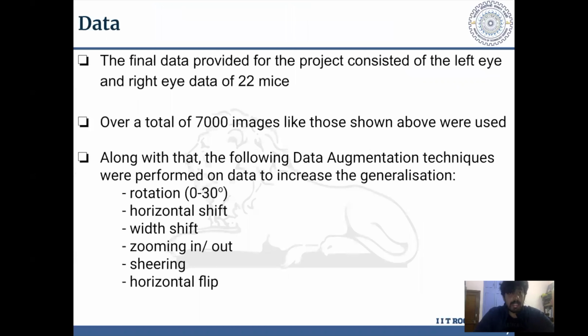Right. The data that has been used for the project consisted of the left eye and right eye of 22 mice. Over a total of 7,000 images like those shown above were used. Along with that, the following data augmentation techniques were performed on the data to increase the data, and also the generalization. The data augmentation techniques included rotation, horizontal shift, width shift, zooming in and out, shearing, horizontal flip. I guess the names are self-explanatory.